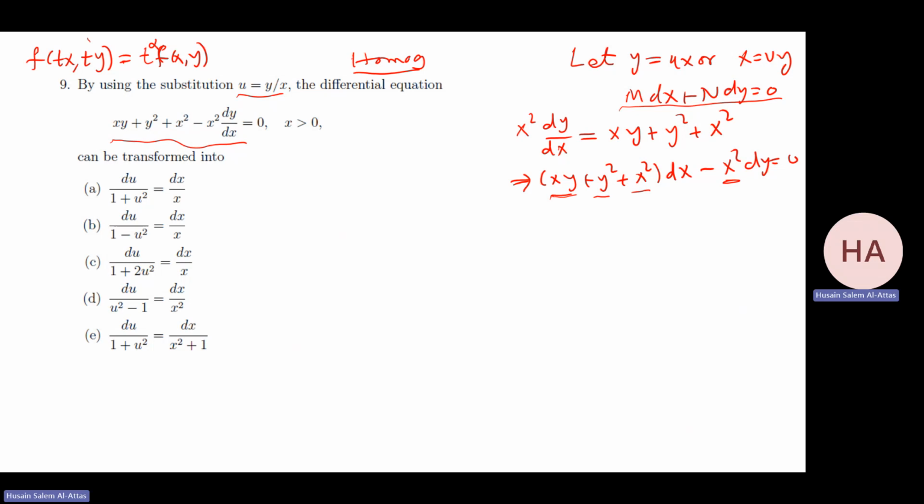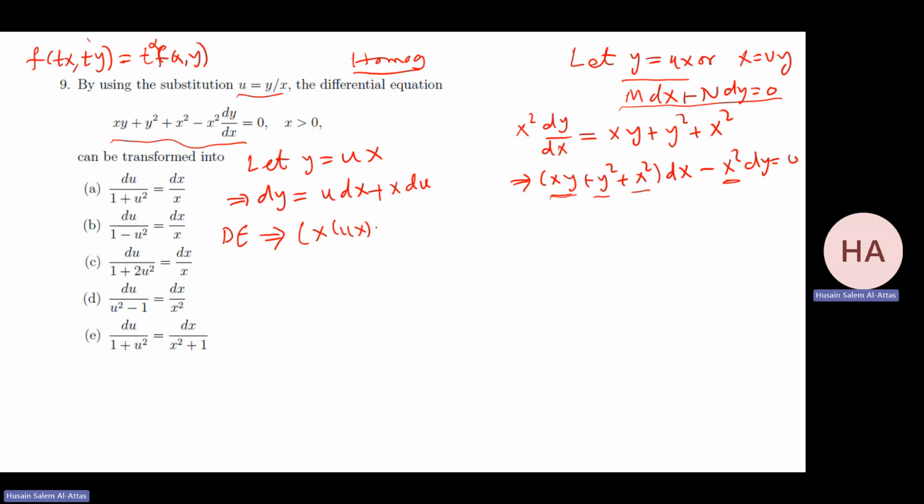Now, he told us to use this substitution to do it. So if I let y equal ux, what will happen to dy? dy will be u dx plus x du. So plug it here. What do you have? Now the differential equation becomes what? x, y is ux. Let me do it in detail.